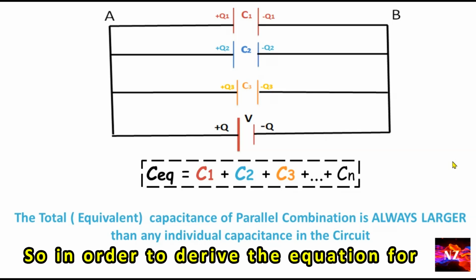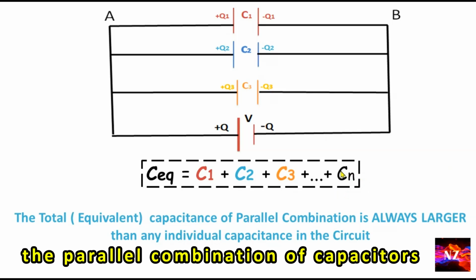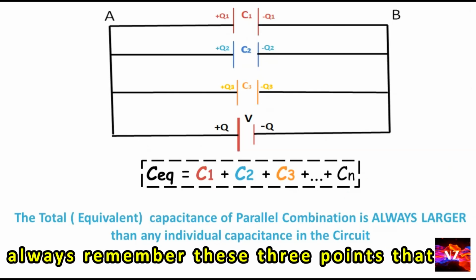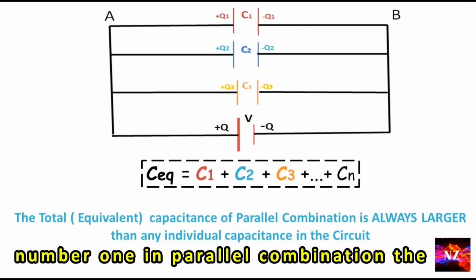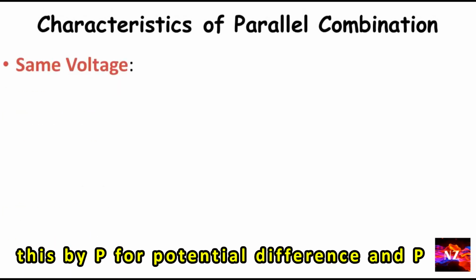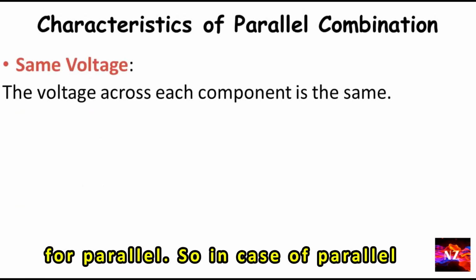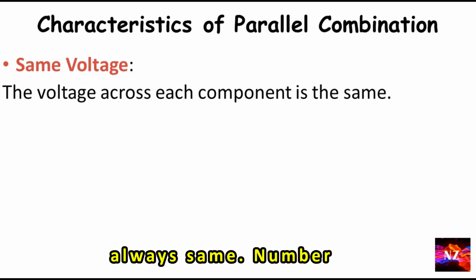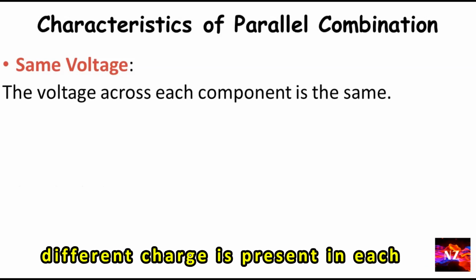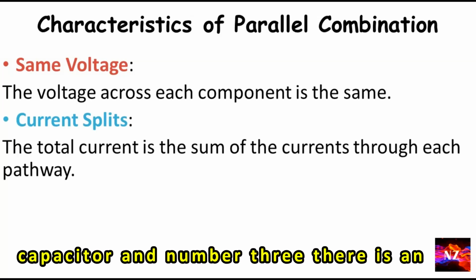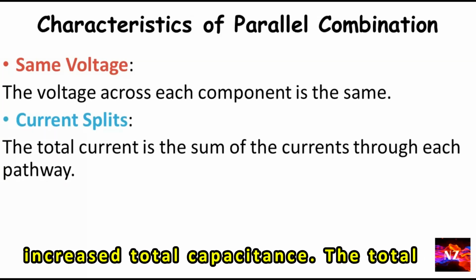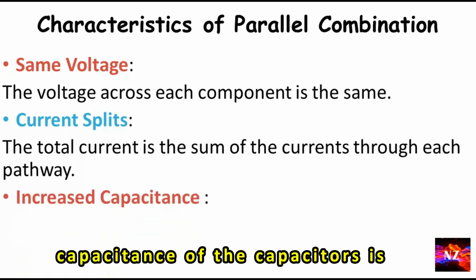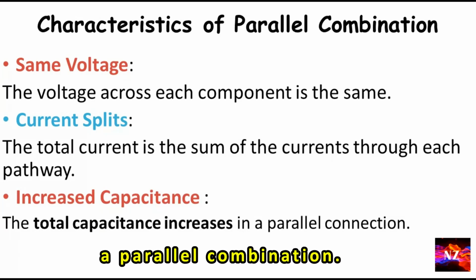So in order to derive the equation for the parallel combination of capacitors, always remember these 3 points. Number one, in parallel combination the voltage is always the same. You can remember this by P for potential difference and P for parallel. So in case of parallel combination, potential difference is always the same. Number two, current splits. It means that different charge is present in each capacitor. And number three, there is an increased total capacitance. The total capacitance of the capacitors is increased in a parallel combination.